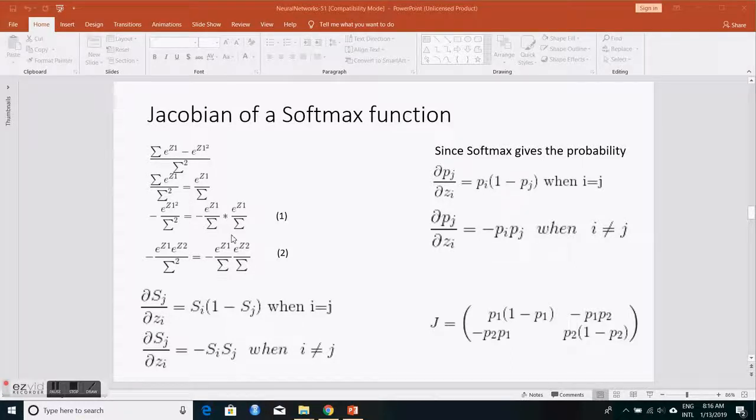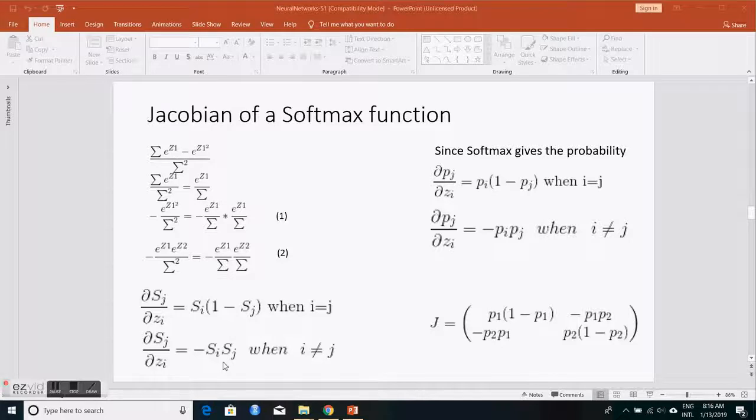And since e^z1 divided by sigma and e^z2 divided by sigma is a softmax, I can now rewrite this whole equation. When i is equal to j, this term will reduce to Si into 1 minus Sj, so that is Si into 1 minus Si. That is the term you will get. And when i is not equal to j, it is minus of e^z1 by sigma into e^z2 divided by sigma, which is equal to minus Si Sj.